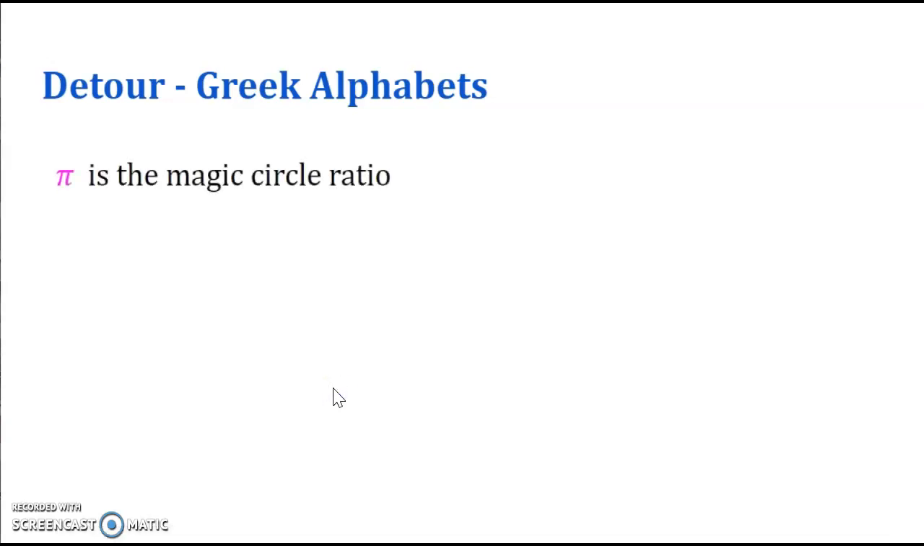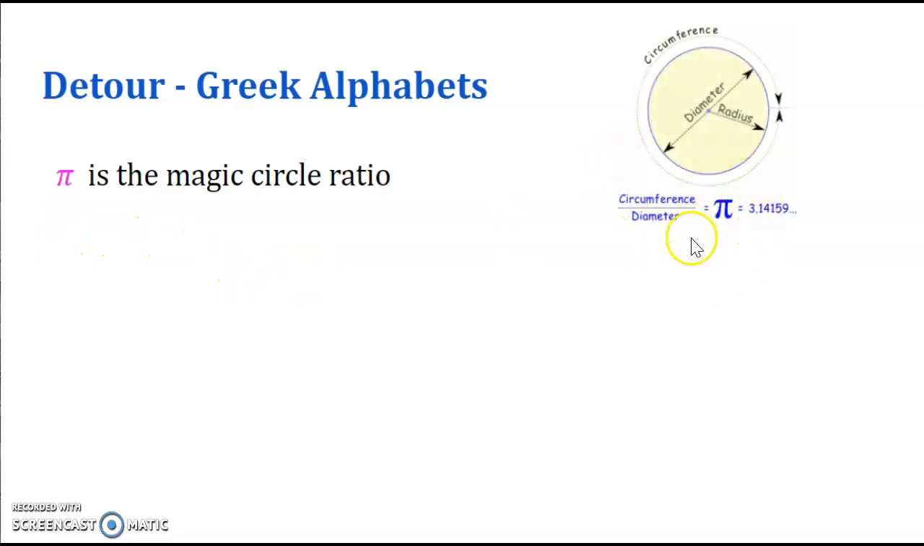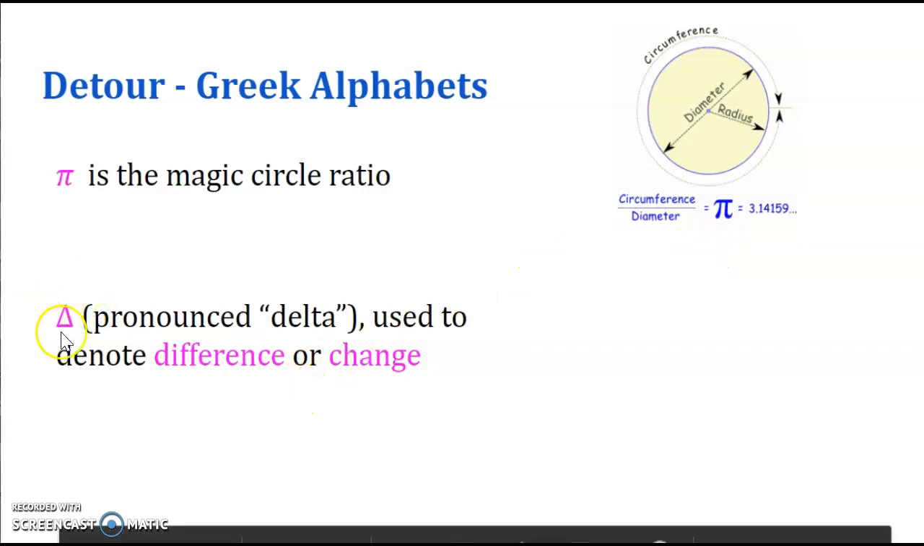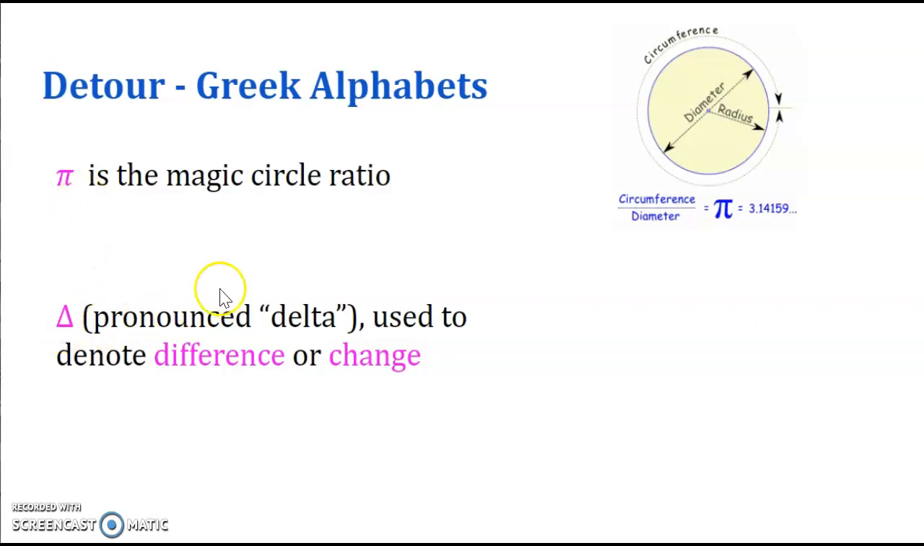So let's do a quick detour of Greek letters. So far, you've already used some of them. Pi is a Greek letter. It's a magic circle ratio that you've already dealt with a lot. Okay, so it's a ratio of circumference over the diameter of any given circle. And that's known as 3.14159, dot, dot, dot. This triangle, it's pronounced delta, and it is used to denote difference or change. So pi and delta, they're both Greek letters that you've already come across in math.